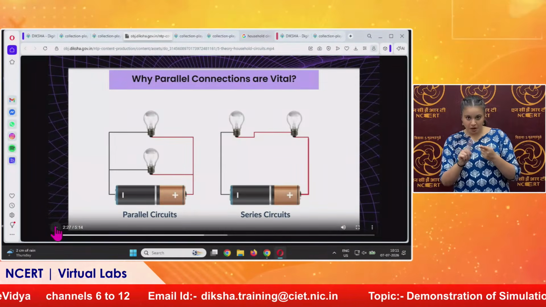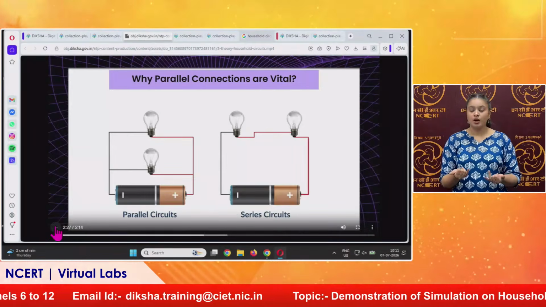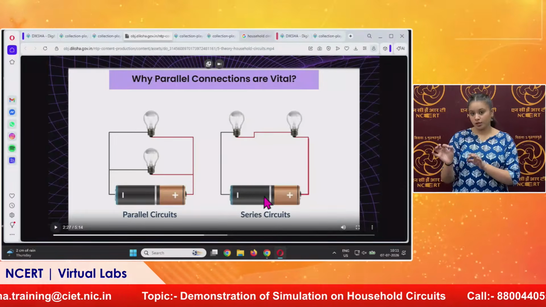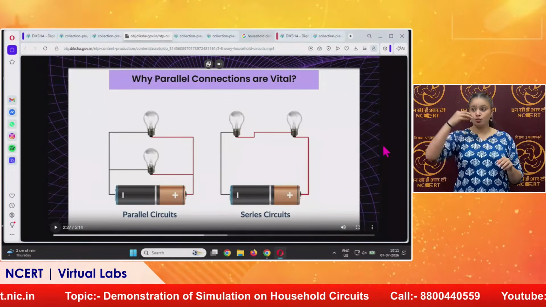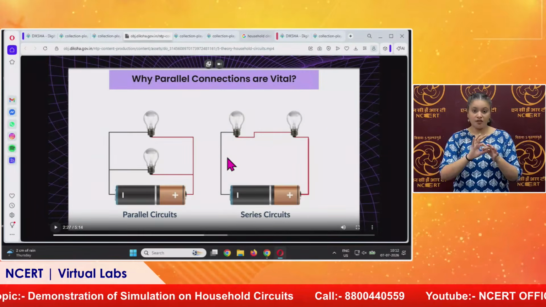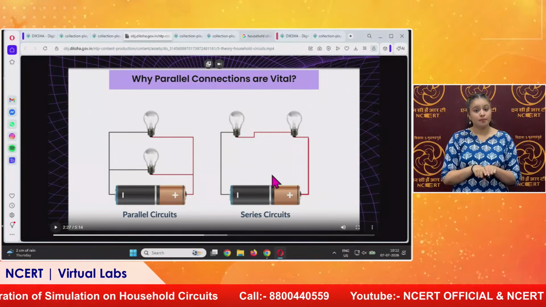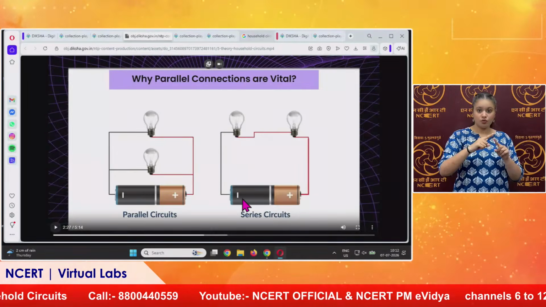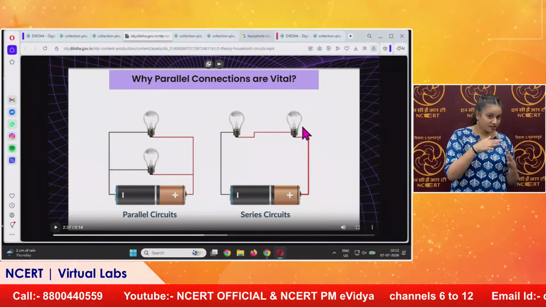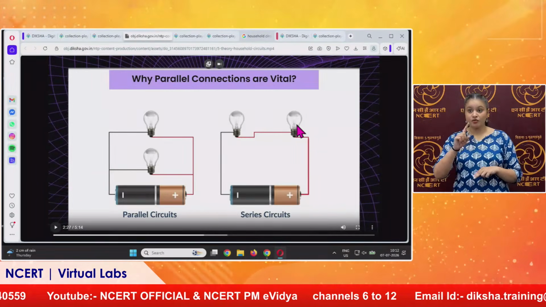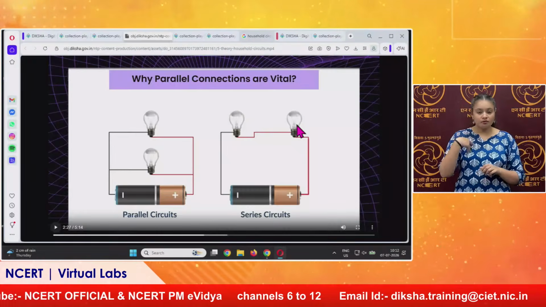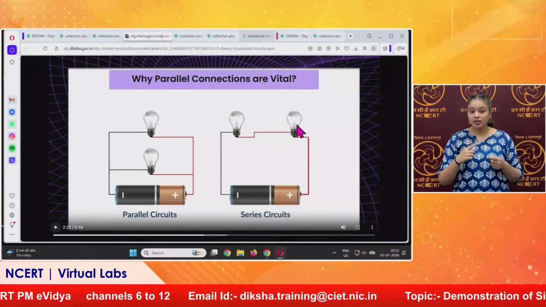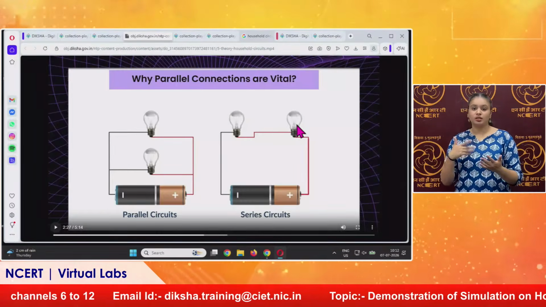Now, why parallel connections are vital here, with this diagram I will explain it to you. See what happens in a series connection: 2 bulbs are connected end to end like this, and both will have the same current, because high voltage is the live wire and low voltage is the neutral wire. Now if one bulb fuses, just imagine one fan is not operating, the circuit will break and the other appliances will also not operate.